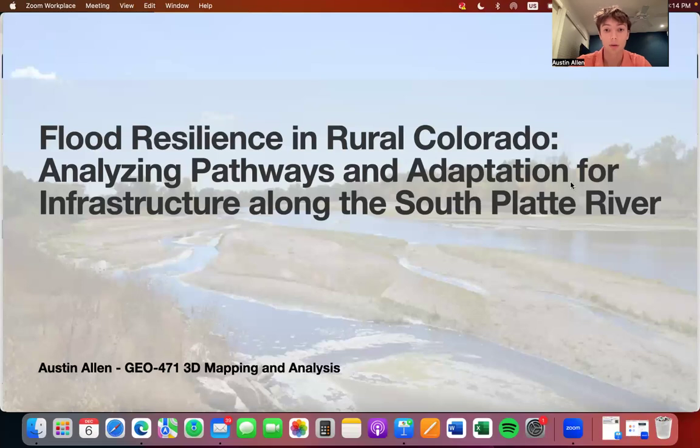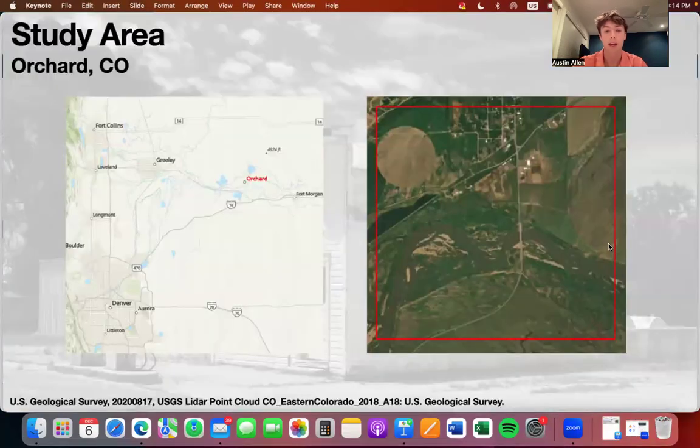So my focus area is in Orchard, Colorado. We can see from the point on the left in the red, it is in the eastern plains of Colorado, east of Greeley, in between Greeley and Fort Morgan. And the South Platte River runs parallel to the very small town. And this is where I live.